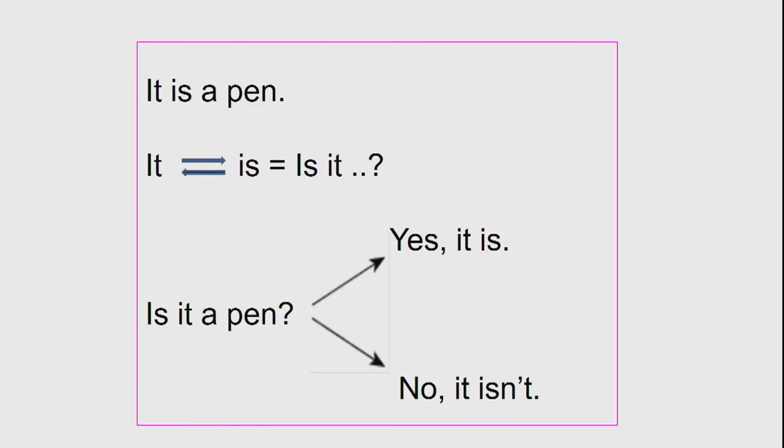All right, look at the board and read this sentence. It is a pen. Do you remember how we make questions for such sentences? Yes, we swap it and is. Now we have a question. Is it a pen? And how do we answer that question? Yes, it is. No, it isn't.